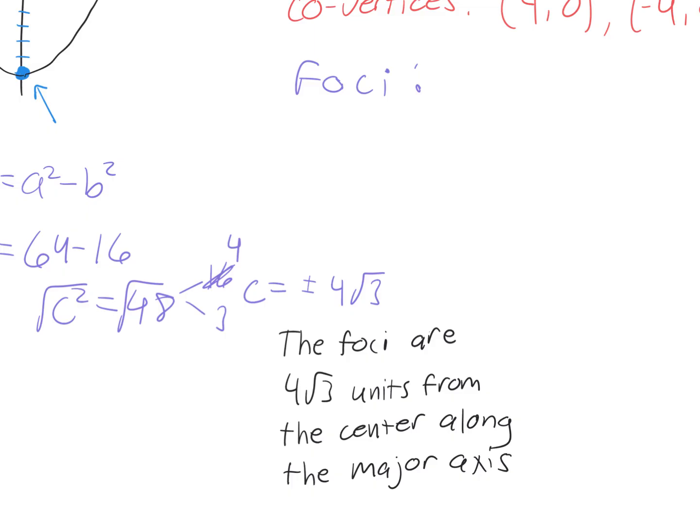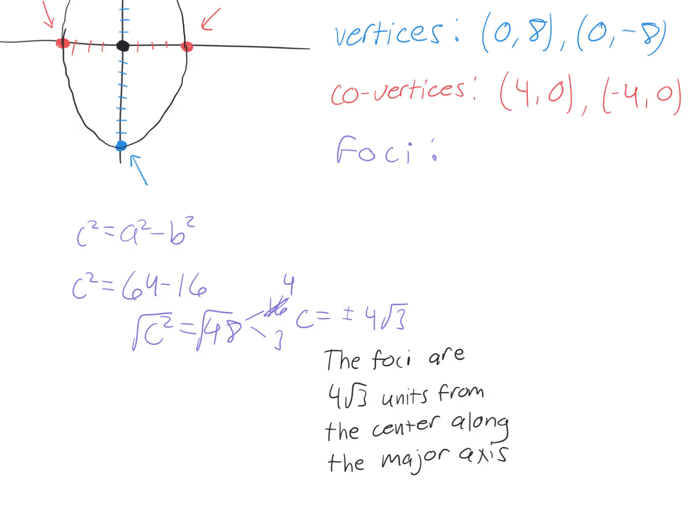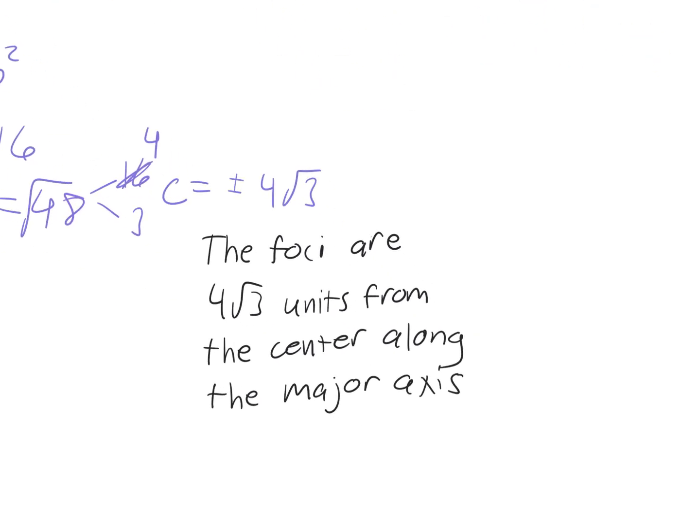Right, which one's the major axis again? The longer one or the shorter one? The longer one, right? So we have that the foci are 4 square root 3 units from the center along the major axis. And in this case, the longer one is the vertical one. To figure out where 4 square root of 3 is might be a little bit tricky, right?